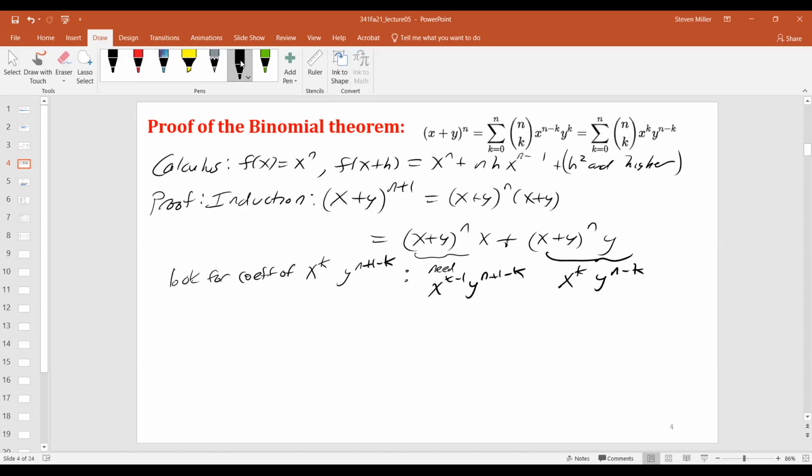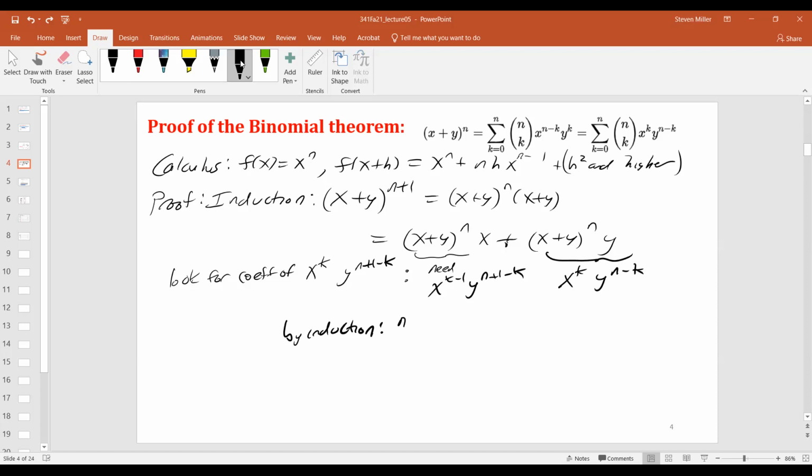Well, by induction, we would get, it's going to be n plus 1 choose, let's see. Oh, no, it's not, it's k minus 1 plus n plus 1 minus k. What does that sum to? It doesn't sum to n plus 1, it sums to n, right?